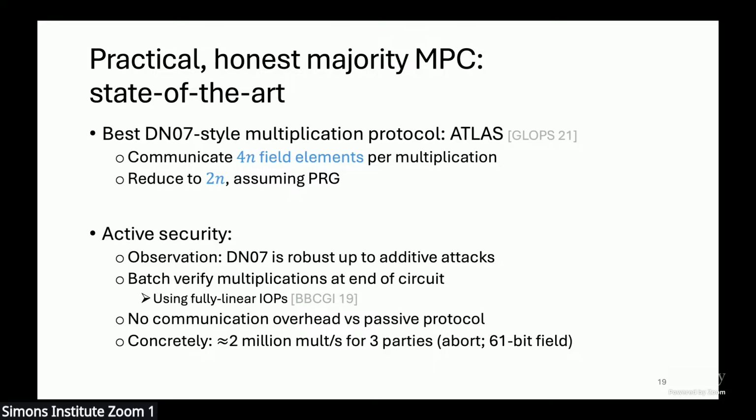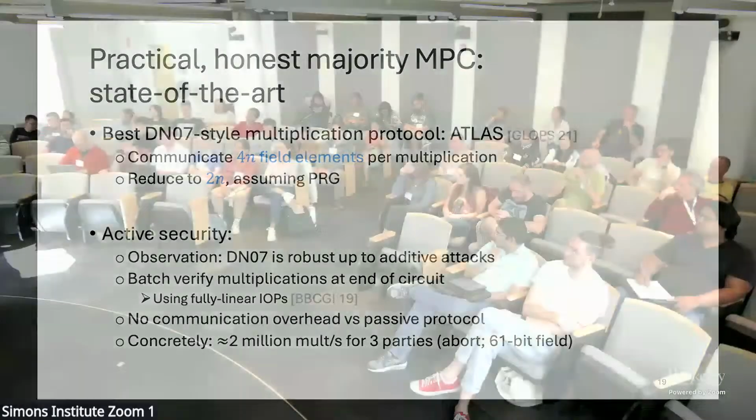Using these fully linear IOPs, to verify a batch of, say, n multiplications, the communication complexity can actually scale only logarithmically with n. So for a large circuit, this is almost for free in terms of communication, at least to verify these multiplications. So you don't use verifiable secret sharing to go to active here?